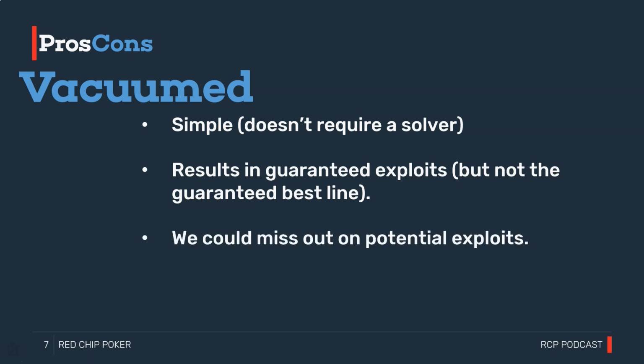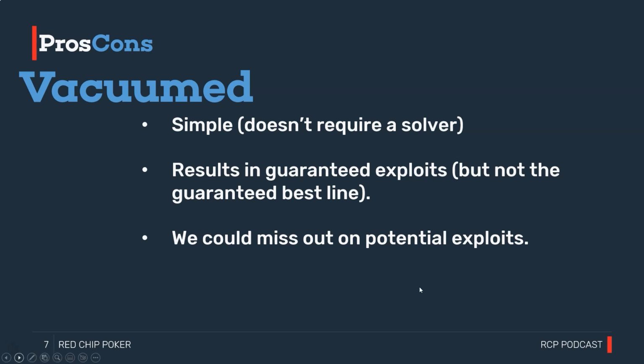Of course, the downside, if we're using the primitive EV or vacuumed EV analysis approach, is that we could miss out on some potential exploits. There could be a more subtle exploit that working with a solver would expose, because perhaps our opponent's exploitable despite the fact that he's not folding above the automatic profit threshold. So we might miss that if we're using the vacuumed EV analysis. But then again, it's probably not a very big exploit to begin with.